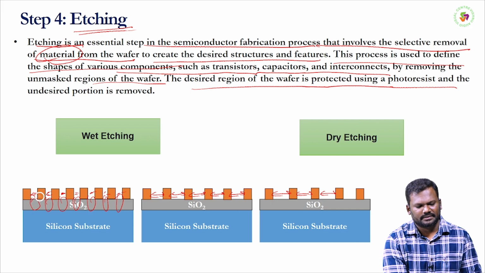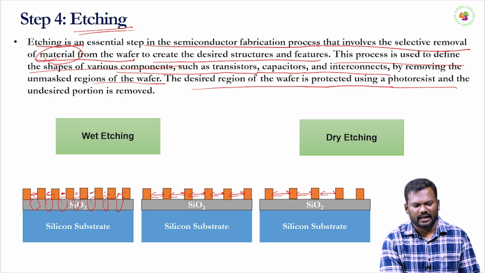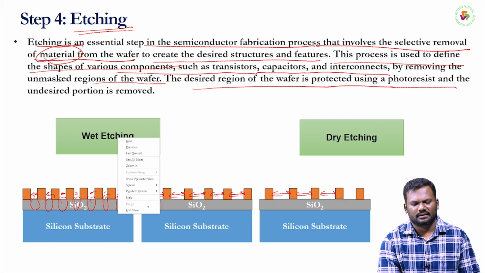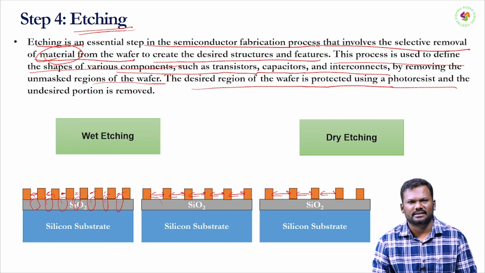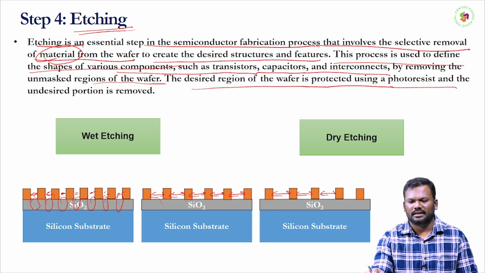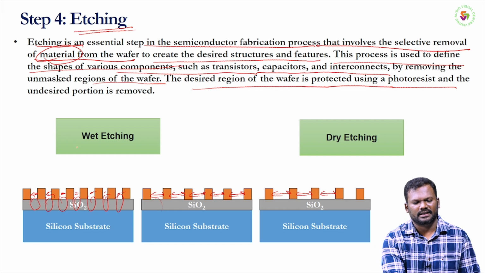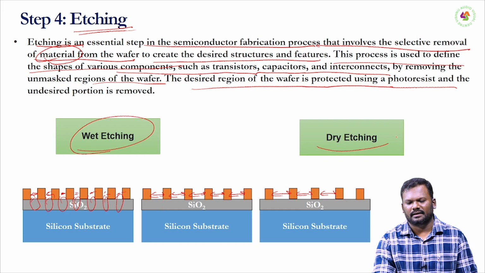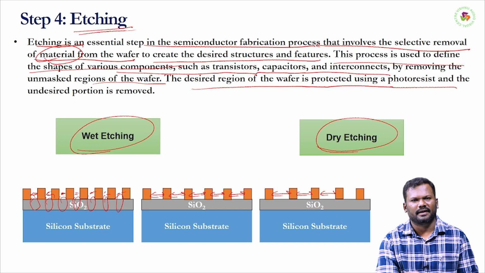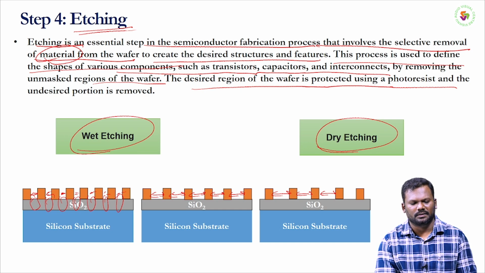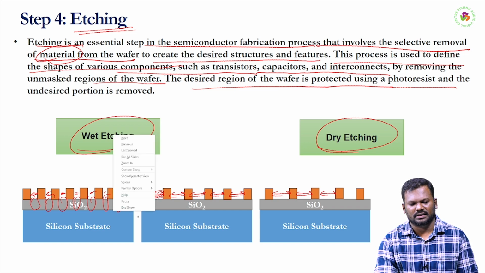So these gaps or these patterns will be helpful to create your transistors or capacitors or resistors, or interconnects. The etching is of two types, that is wet etching and dry etching. Wet etching is nothing but using chemicals to remove these portions, either your photoresist as well as your silicon dioxide.